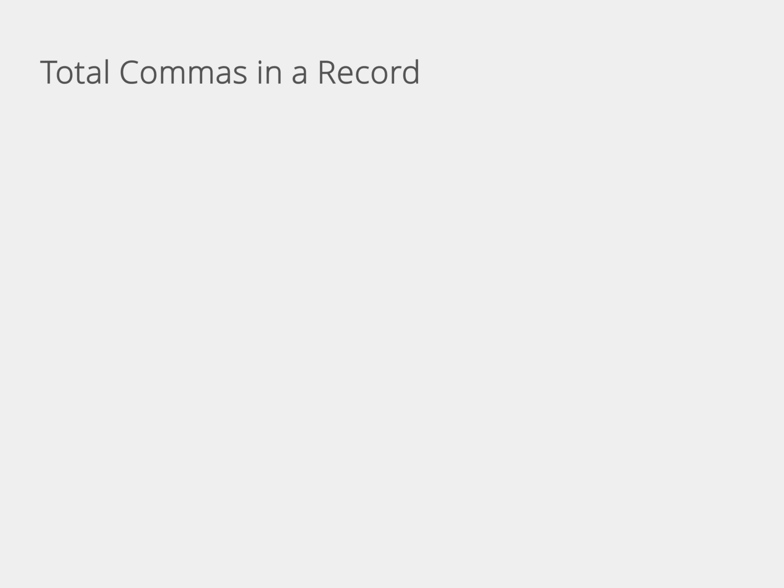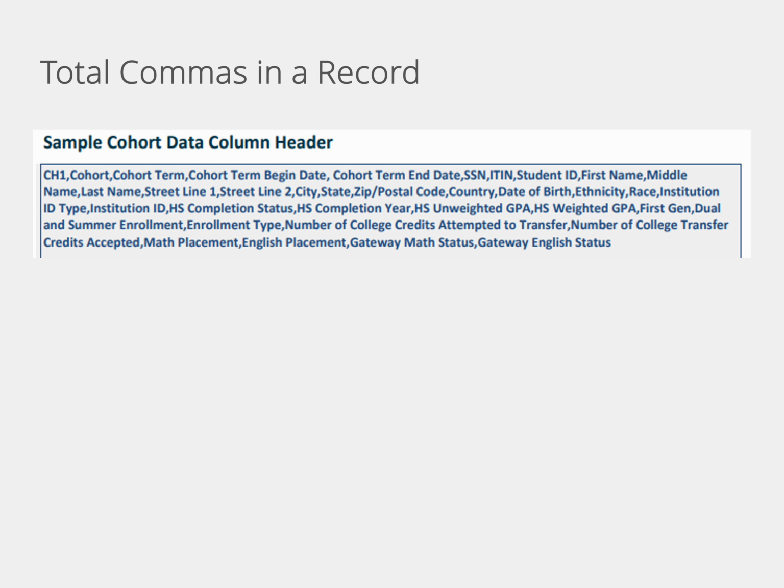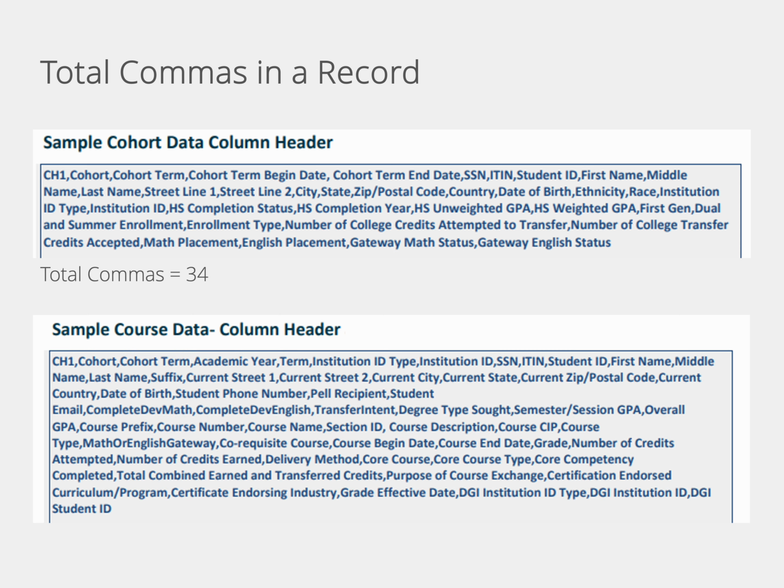The longest record in the cohort file contains 35 data fields, which means there needs to be a total of 34 commas. The longest record in the course file contains 56 data fields, which means there needs to be a total of 55 commas. If the total number of commas exceeds the number for the total commas, simply delete them in your text editor and resubmit your file.